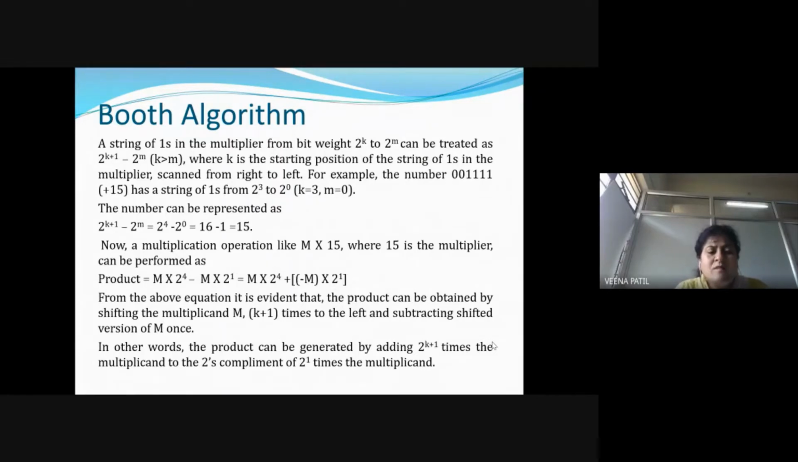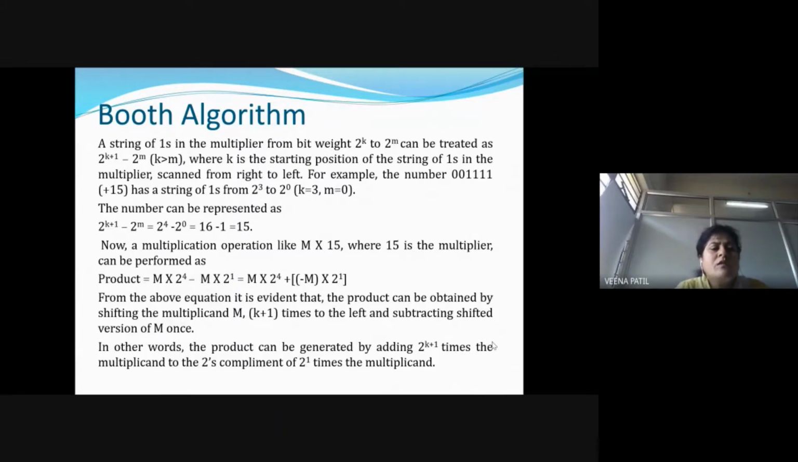Now in the exams, you will be asked to write the algorithm, one question, which will be around 8 to 10 marks, or they may ask you to perform multiplication on given operands using Booth's algorithm. Now let's see what this algorithm says.